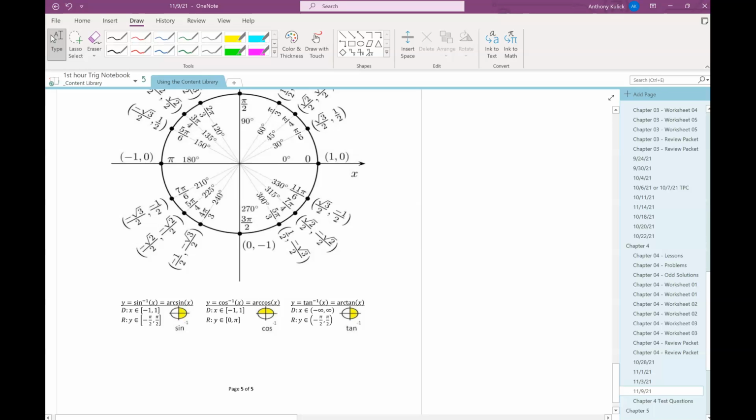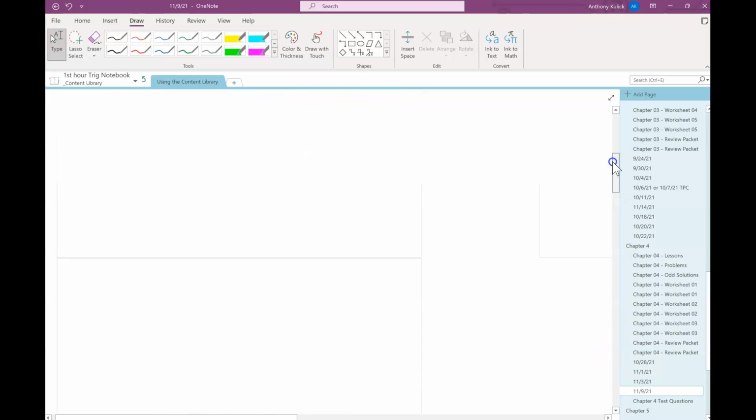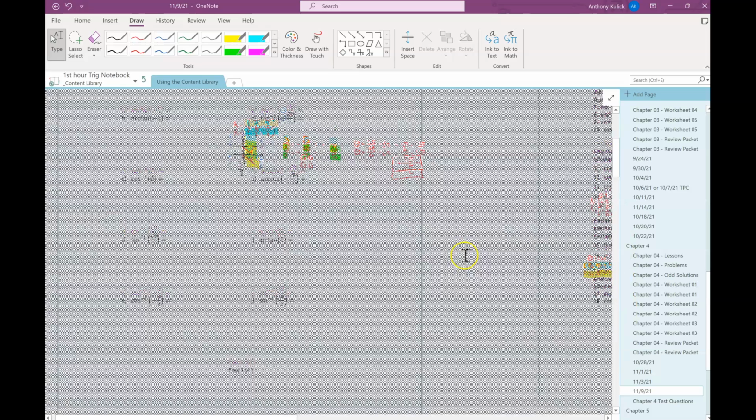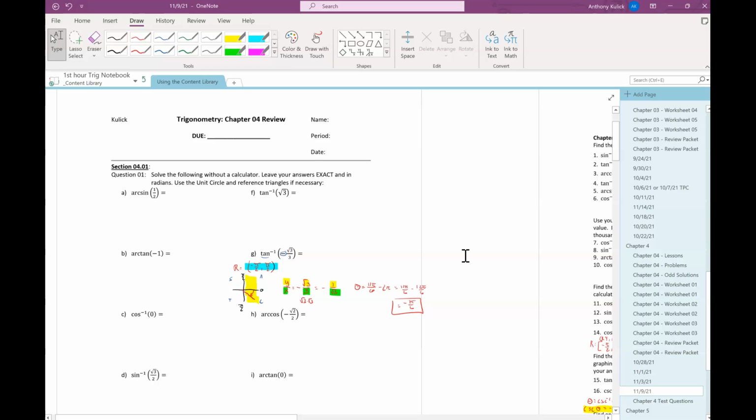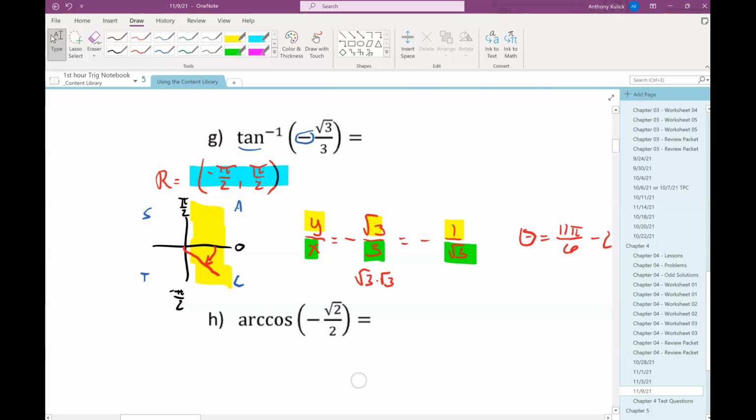Victoria, on the same one, like G, why did you choose quadrant 4? Because tangent is negative only in quadrant 4, because all of them are positive in quadrant 1. Cool? Okay. Yeah, no problem.